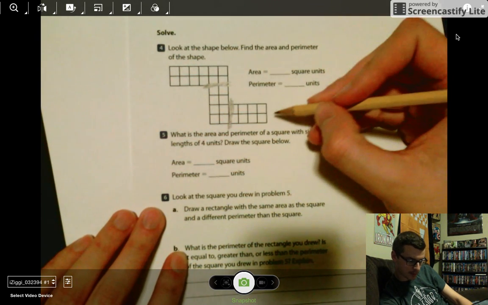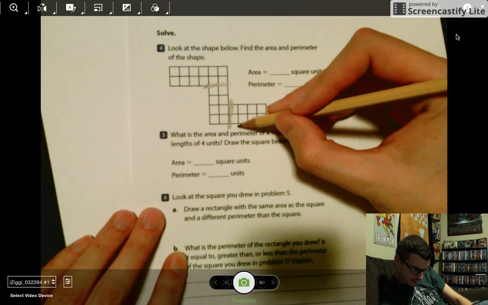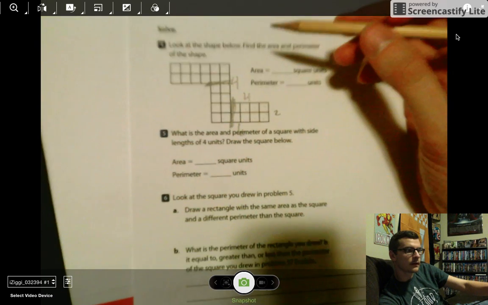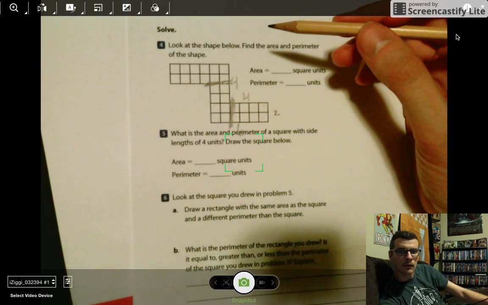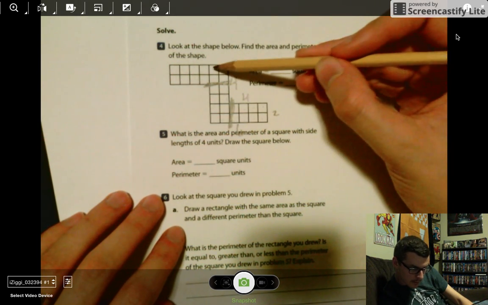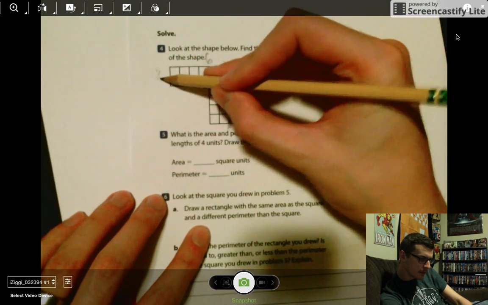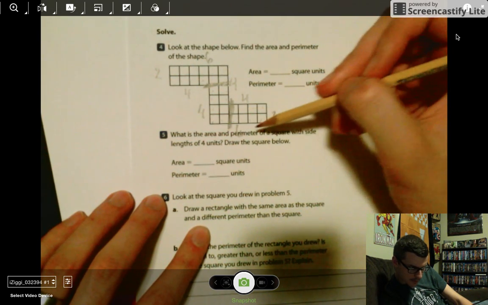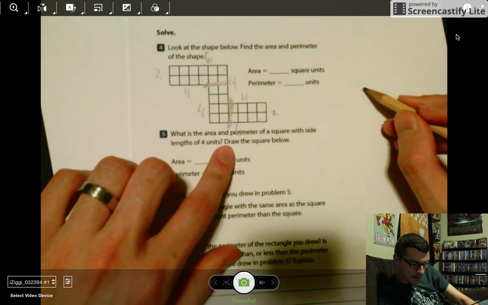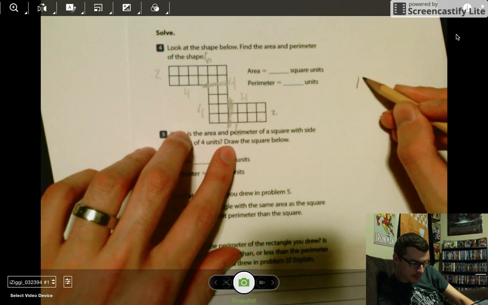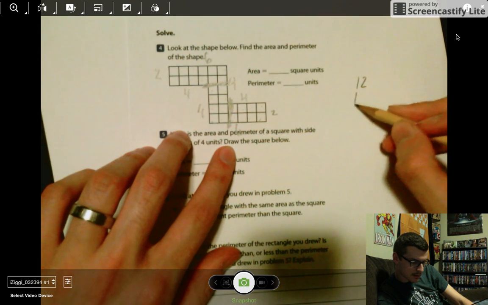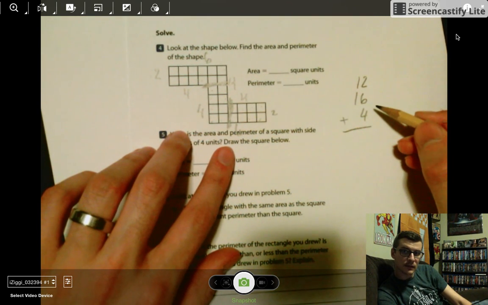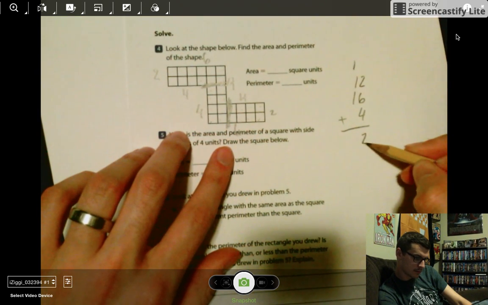But for my perimeter, let's see, we have a 2 by 1, 2, 3, 4, 5, 6. 1, 2, 3, 4. 1, 2, 3, 4. Okay, 1, 2, 3, 4, 5, 6. 1, 2. 1, 2, 3, 4. 1, 2, 3, 4, 5, 6. Okay. So I have 2 6s, 4 4s, 2 2s. So 2 6s is 12. 4 4s is 16. 2 2s is 4. Okay, that's everything. 32 for my perimeter.